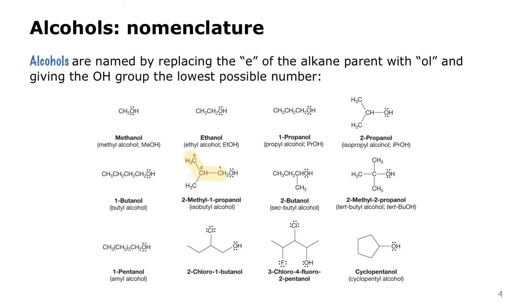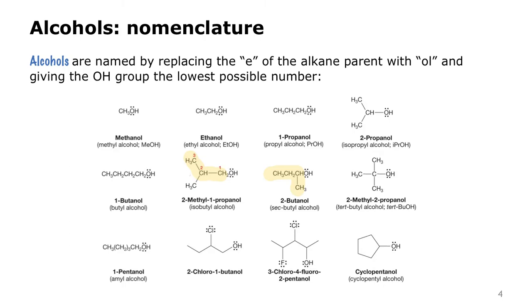So by that nomenclature, if we look at the neighboring compound here, we can see that we have a 4-carbon chain that the hydroxyl group is attached to, and that hydroxyl group is on the second carbon from the end. So this is 2-butanol, and so on.